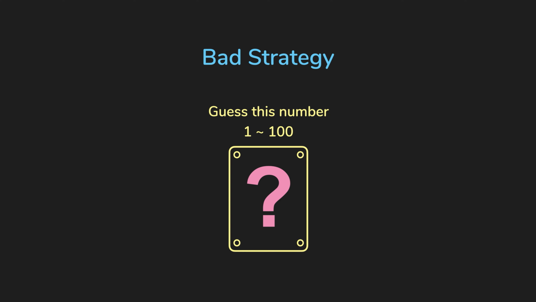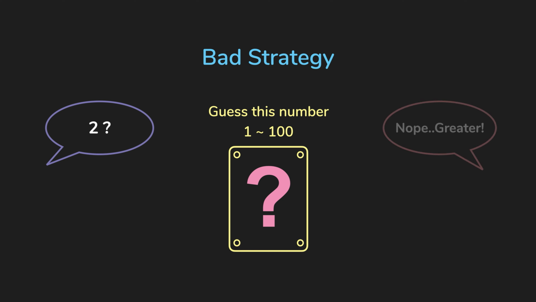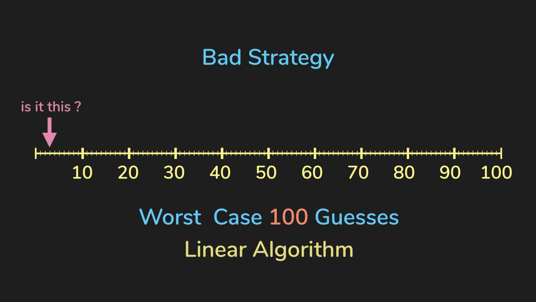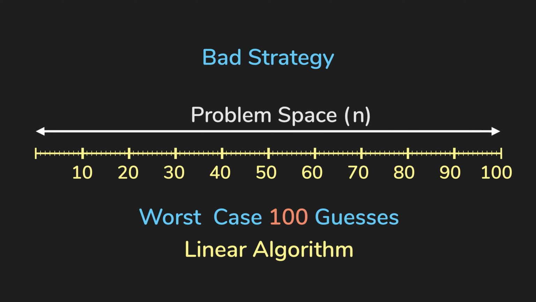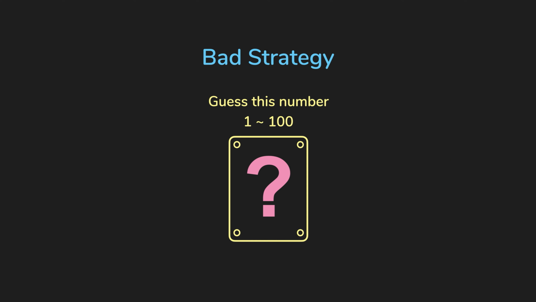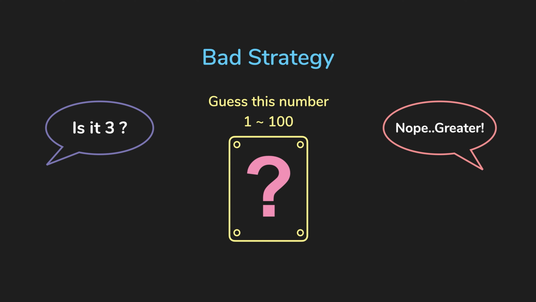Okay, here's a bad strategy. Your first guess will be 1, then 2, then 3, then 4, up until you get it right. Worst case scenario, it'll take you 100 guesses, which basically is a linear algorithm, because the problem space has n elements and you're going through all of them. This is a bad strategy because it doesn't take advantage of the fact that I tell you whether the answer is smaller or greater than your guess.